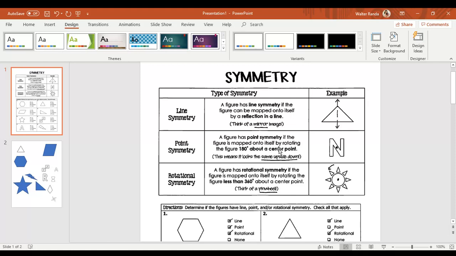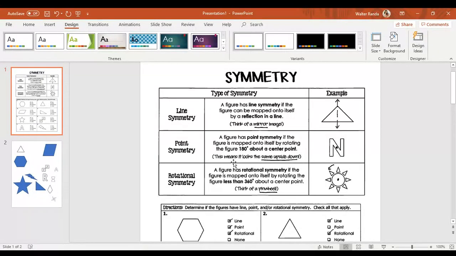Both of these types of symmetries involve rotating a figure around a center point. But the difference is really the degree in which we rotate these figures. For point symmetry, we are specifically talking about a 180-degree rotation. Okay, 180 degrees. So we say a figure has point symmetry if the figure is mapped onto itself by rotating the figure 180 degrees about a center point. And when we're saying mapped onto itself, we're saying that it's the same. It's the same figure after this rotation, so it looks no different. It's a perfect match. It maps right onto itself.